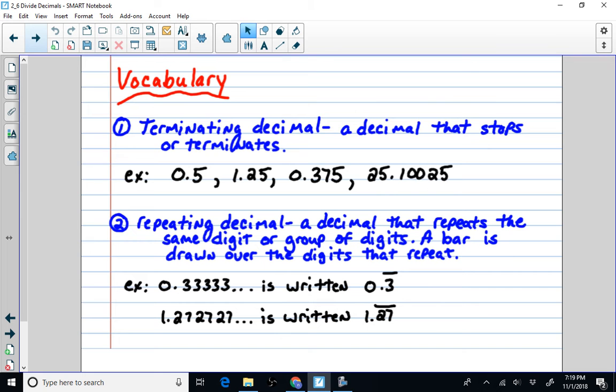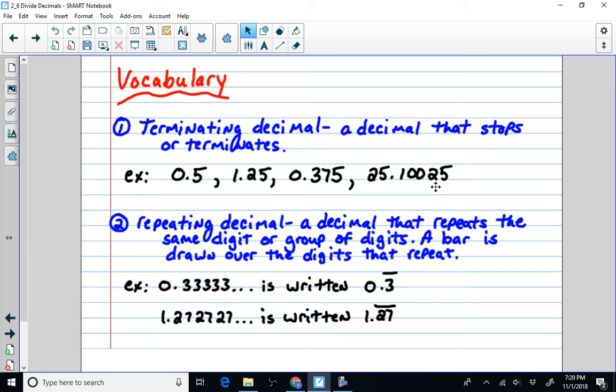There are two types of decimals that we're going to be looking at today. First, we have a terminating decimal. A terminating decimal is a decimal that stops or terminates. Some examples are 5/10. Notice the decimal stops in the tenths place. 1 and 25 hundredths. The decimal terminates or stops in the hundredths place. 375 thousandths. 25 ten-thousandths and 25 hundred-thousandths. But notice each one of these decimals, they stop at a certain decimal place.